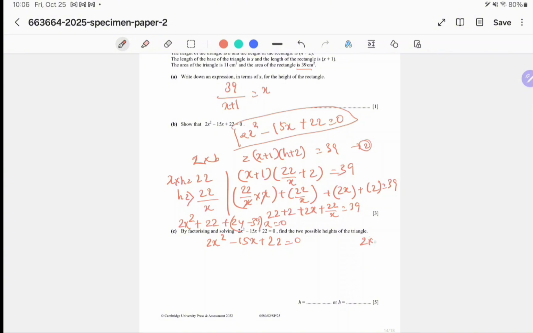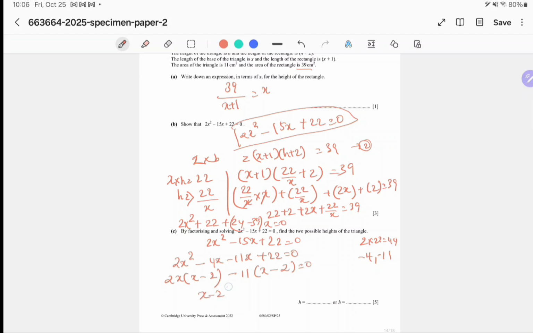Here 2 into 22 becomes 44. We should get 44 and 15. So minus 4 minus 11 will be the answer, I think. Minus 11, because it should be in minus and should come as positive. Okay. So elaborating, 2x square minus 4x minus 11x plus 22 equal to 0. Taking 2x as common, x minus 2, minus as common. Okay, and taking 11 out, x minus 2 equal to 0.